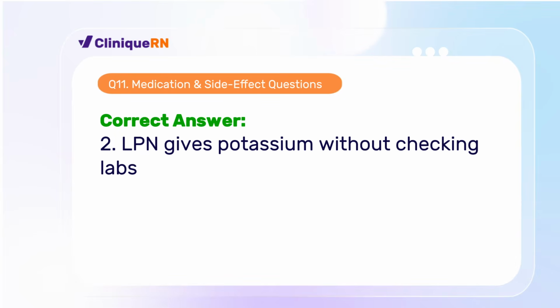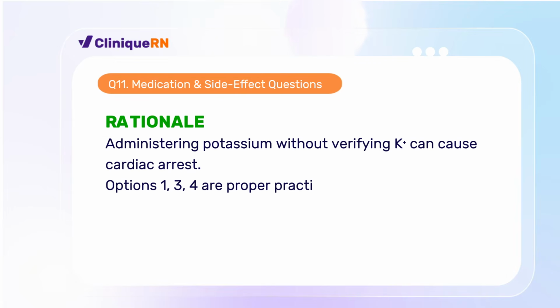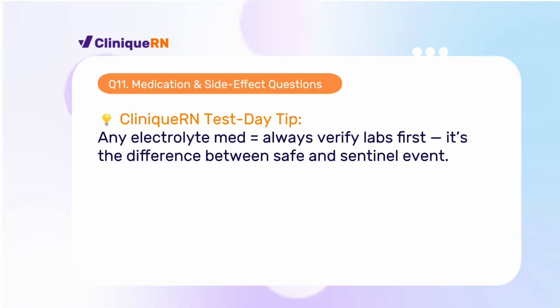The correct answer is 2. LPN gives potassium without checking labs. Rationale: Administering potassium without verifying K+ can cause cardiac arrest. Options 1, 3, 4 are proper practice. CliniqueRN Test Day Tip: Any electrolyte med equals always verify labs first. It's the difference between safe and sentinel event.